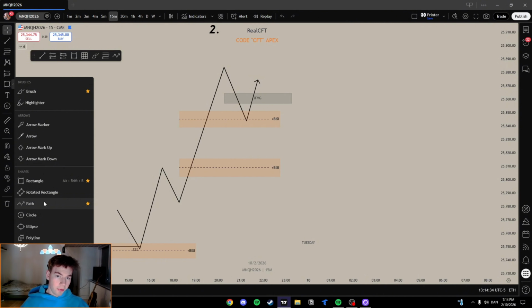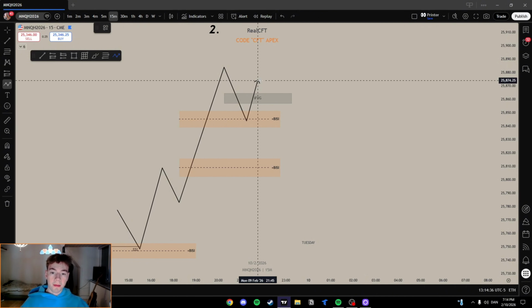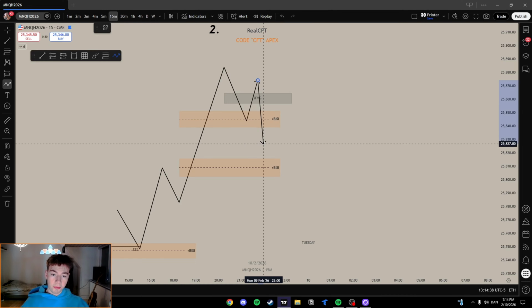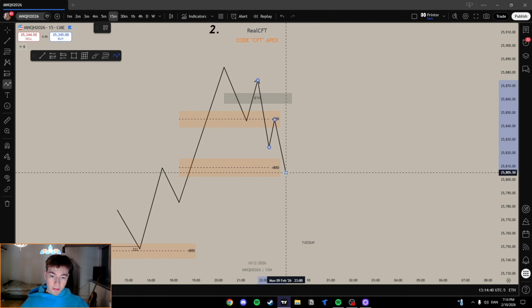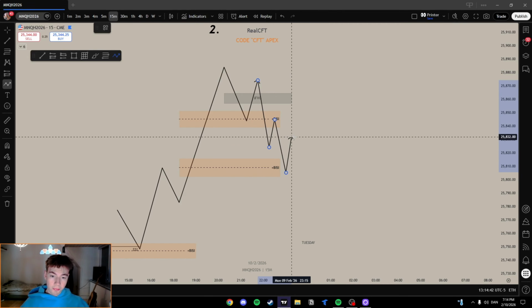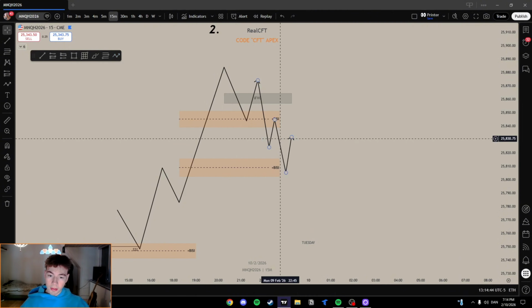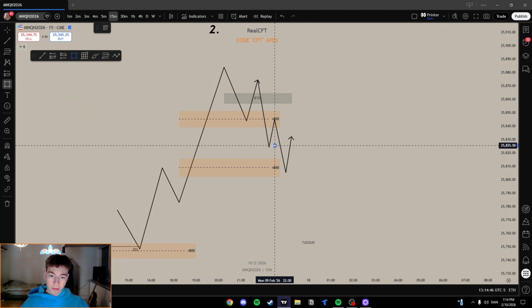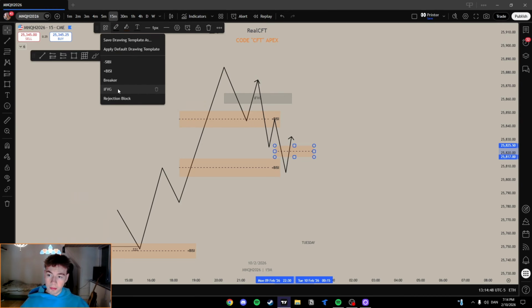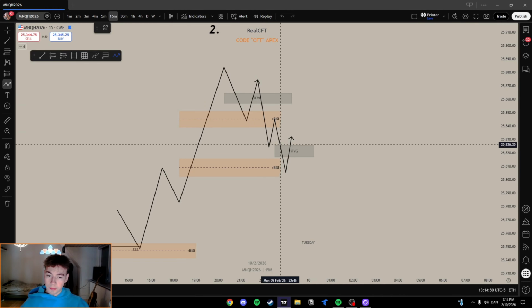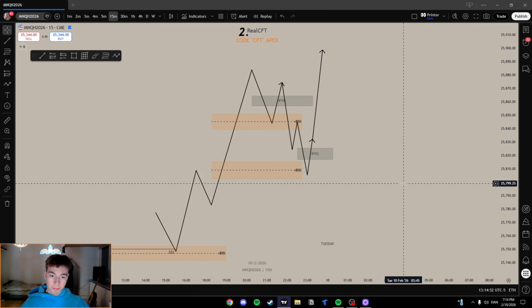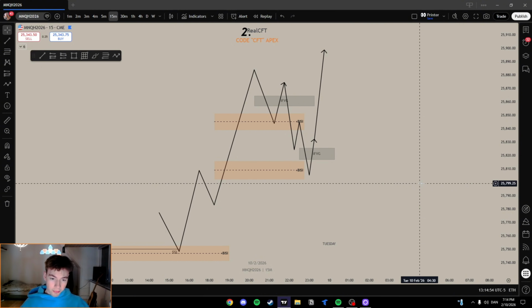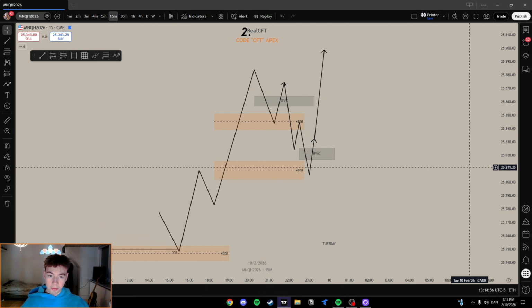Sometimes pattern trades work, sometimes they don't. But in a case like this, you should wait for this last 5-minute fair value gap to be tapped and then find your entry within this area right here. And bang. Alright, that was number two. Let's check out number three.